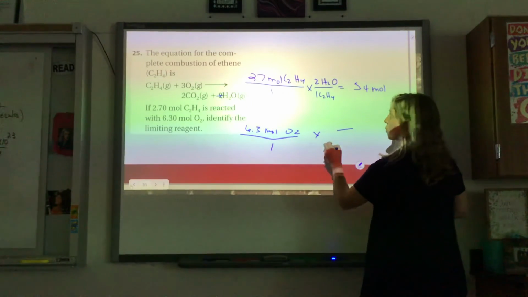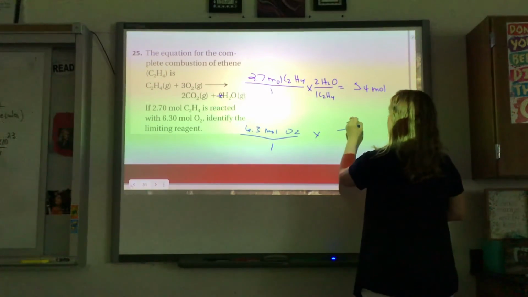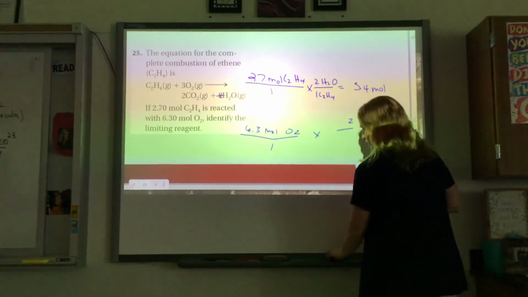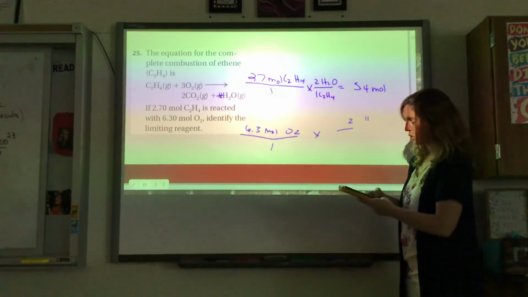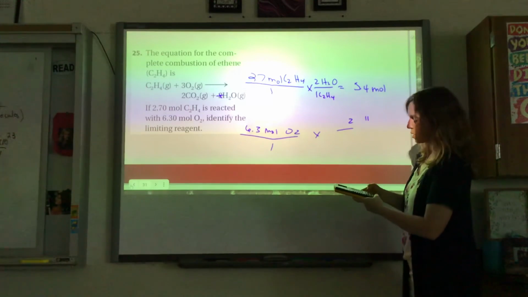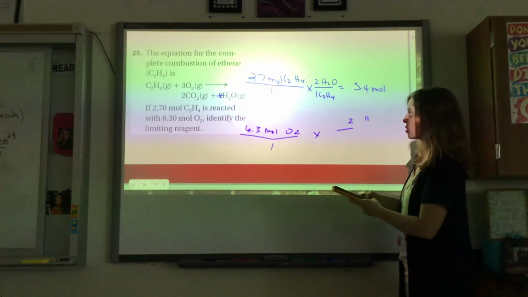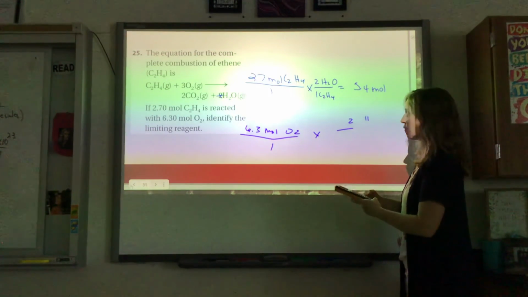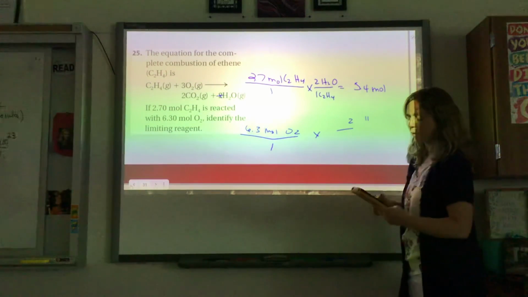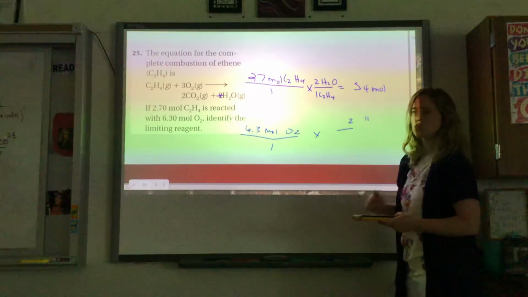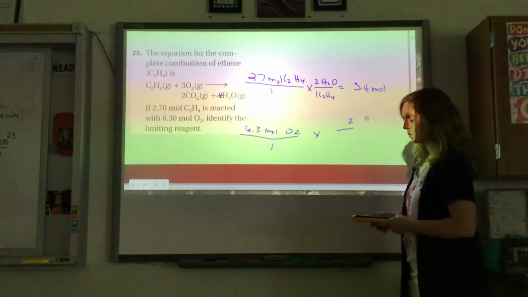So you have 2 moles of water and 3 of oxygen, so you're going to take 6.3 times 2/3 and get 4.2. So for this one you get 4.2, for this one you get 5.4. So oxygen is your limiting reagent in this problem.